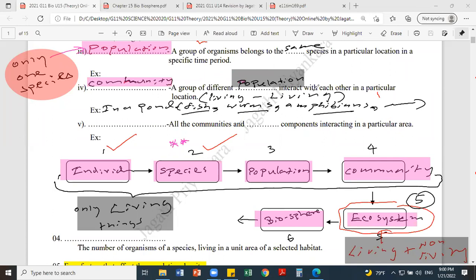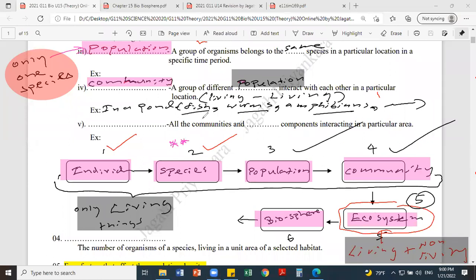Now, I explained these three, which are very important. They can ask the definition of species, definition of population, and definition of community, and they can ask examples also. Right. Now let's see number 5. So we are here now. Community was number 4, and number 3 we also discussed.